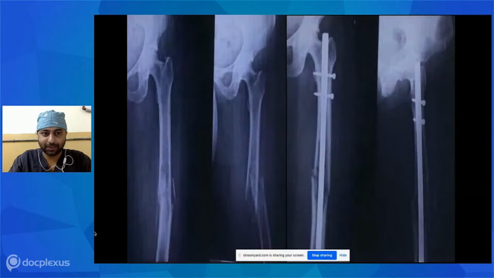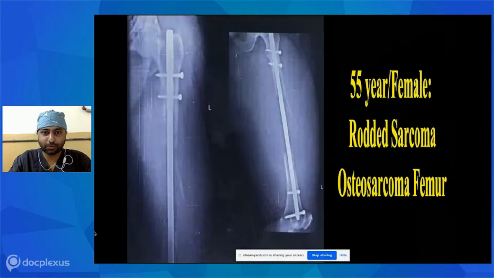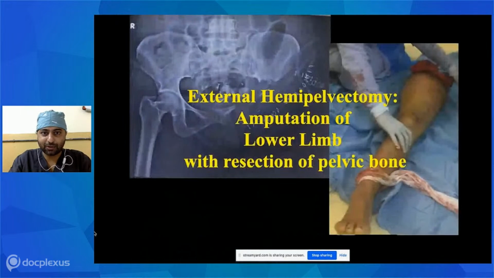A third example, X-ray on the left side showing a fracture of the femur. So it was diagnosed as a pathological fracture of the femur, and a nail was put by the surgeon. And again, it turned out to be a sarcoma. So she was a 55 year old female who presented to us with a rodded sarcoma. So again, sarcoma with a nail inside without proper diagnosis. Again, limb salvage was not possible for this patient, and we had to amputate this limb. So external hemipelvectomy was performed for this patient.